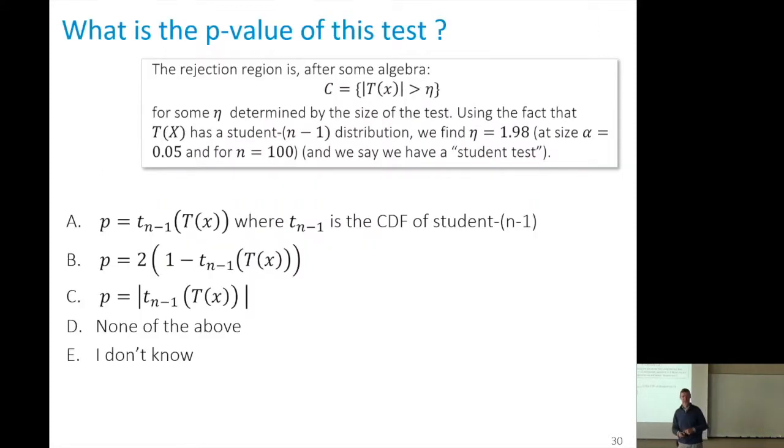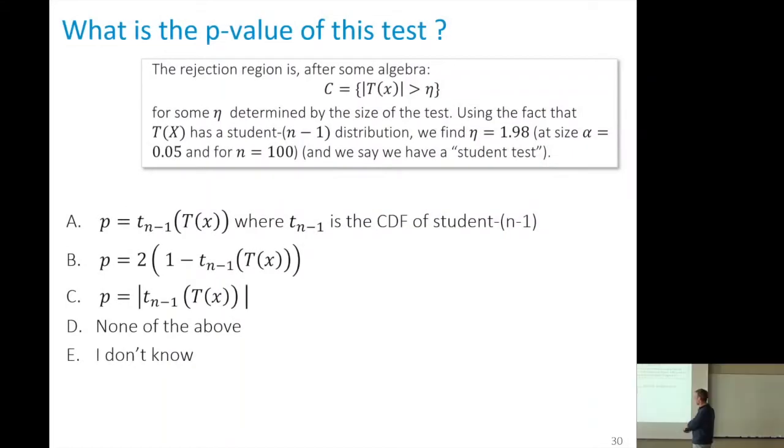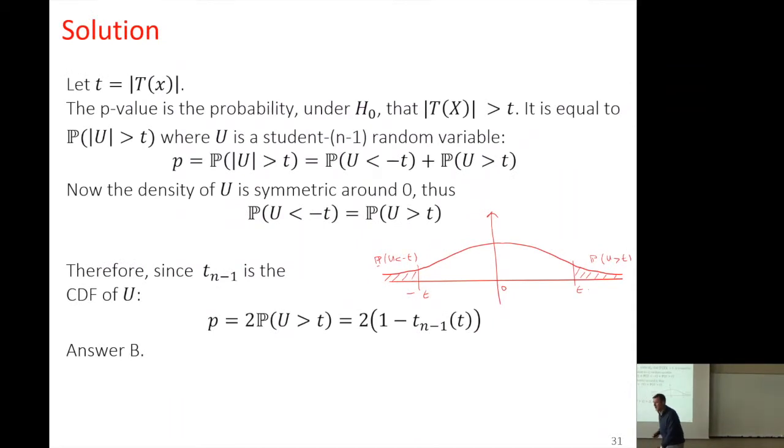What is the p-value of this test? The correct answer is B. Let's see why. That's an example where the p-value is a bit not completely obvious. So the test statistic here is the absolute value of the sample mean rescaled by the variance. So the p-value, by the textbook definition, is the probability under H0 that this is larger than some quantity t, where t is what I have obtained, where this is the same as that, but for a hypothetical replay experiment. And we compute probabilities under H0.